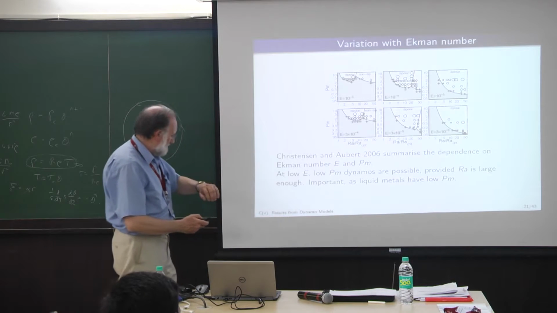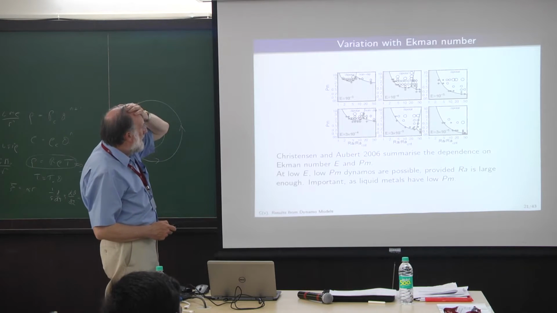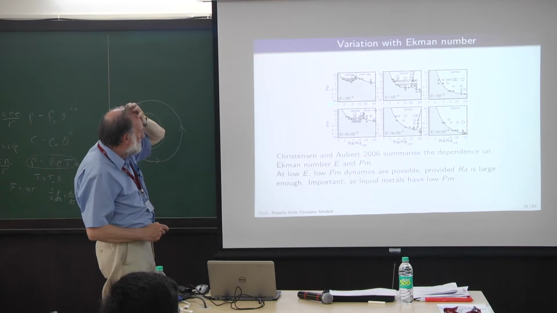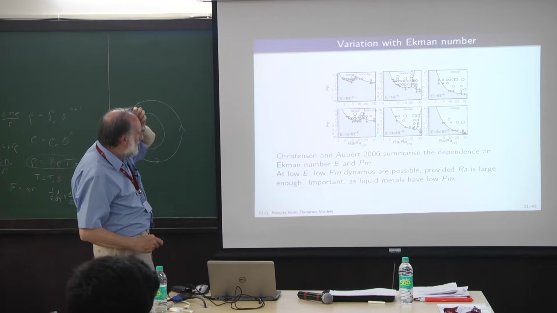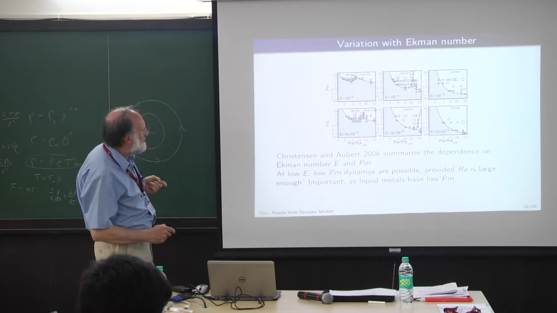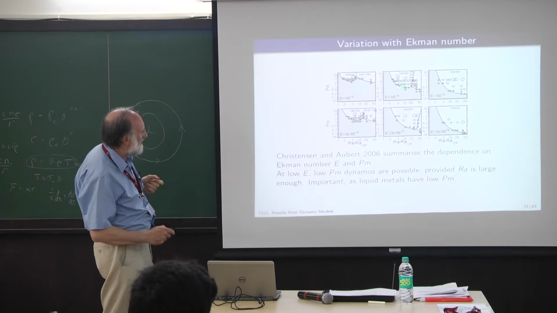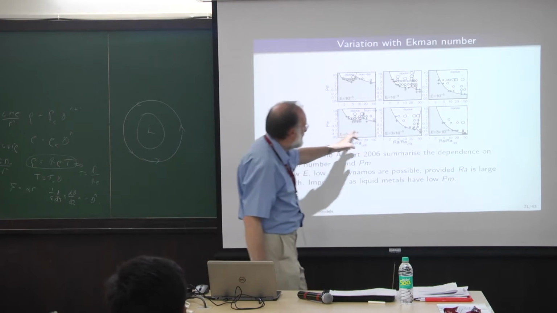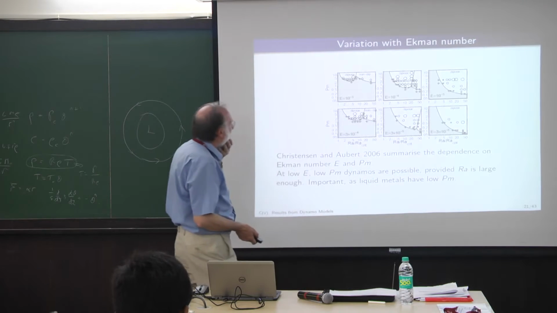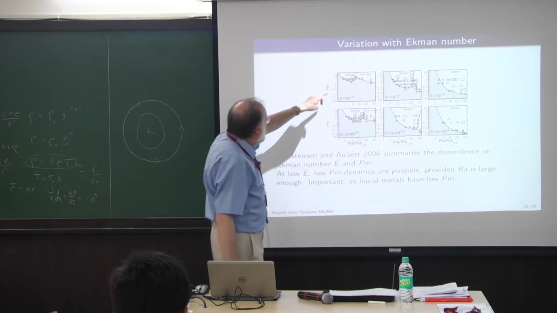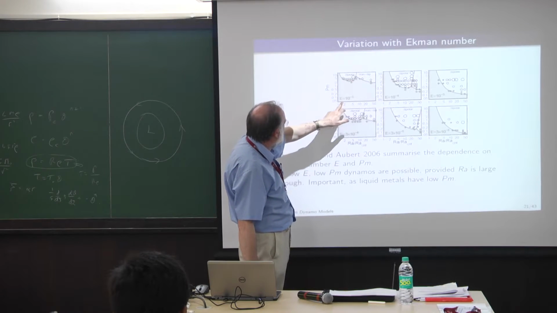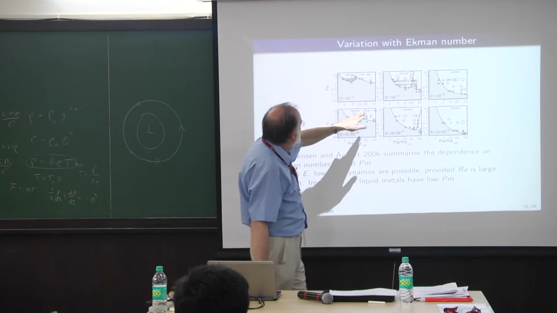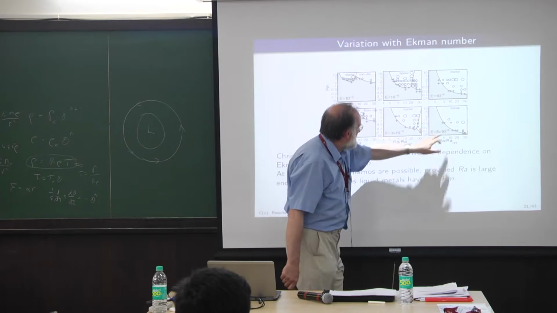Now, this is quite a nice little picture of Ulli Christensen's and Julien Aubert's. It's a map in magnetic Prandtl number and in Rayleigh over critical, and we're looking at different Ekman numbers. So we're going down and down and down in Ekman number towards the Earth's core values or planetary core values. Okay, so here we get the dipolar ones, provided the Rayleigh number is not too big and the magnetic Prandtl number is quite large.